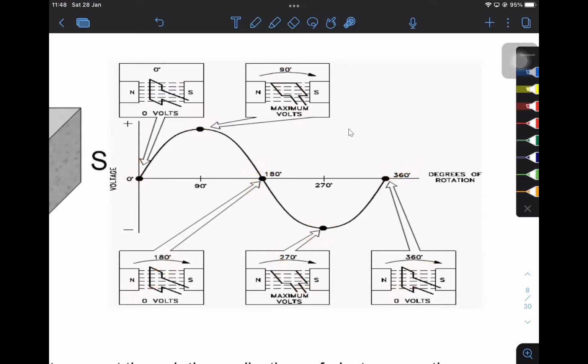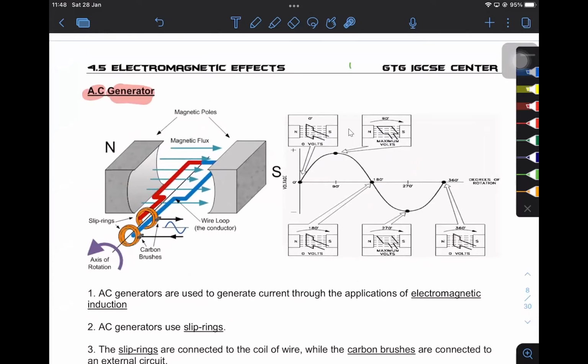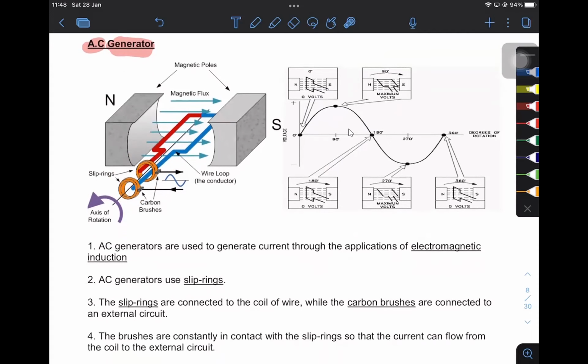Okay, all right. So then obviously AC generators are used to generate current through application of electromagnetic induction. Once again, the conductor is cutting through the magnetic field. It's known as electromagnetic induction. I'm inducing electricity with the help of magnetic fields. Then obviously AC generators use slip rings. Like I mentioned, these slip rings are what the AC generators use. Slip rings are connected to the coil of wire.